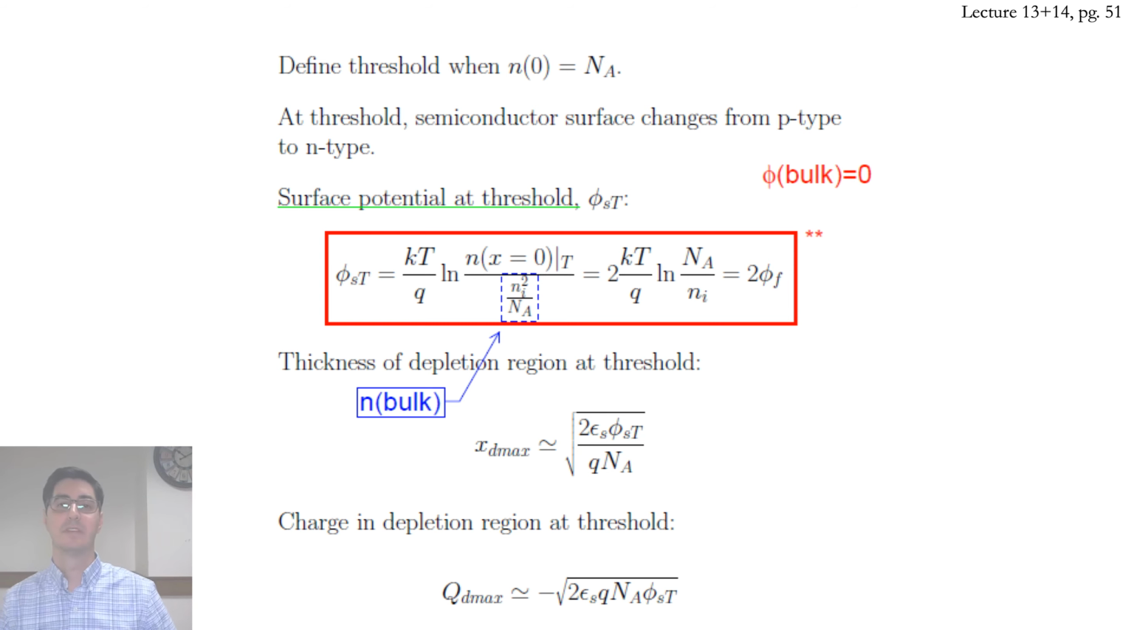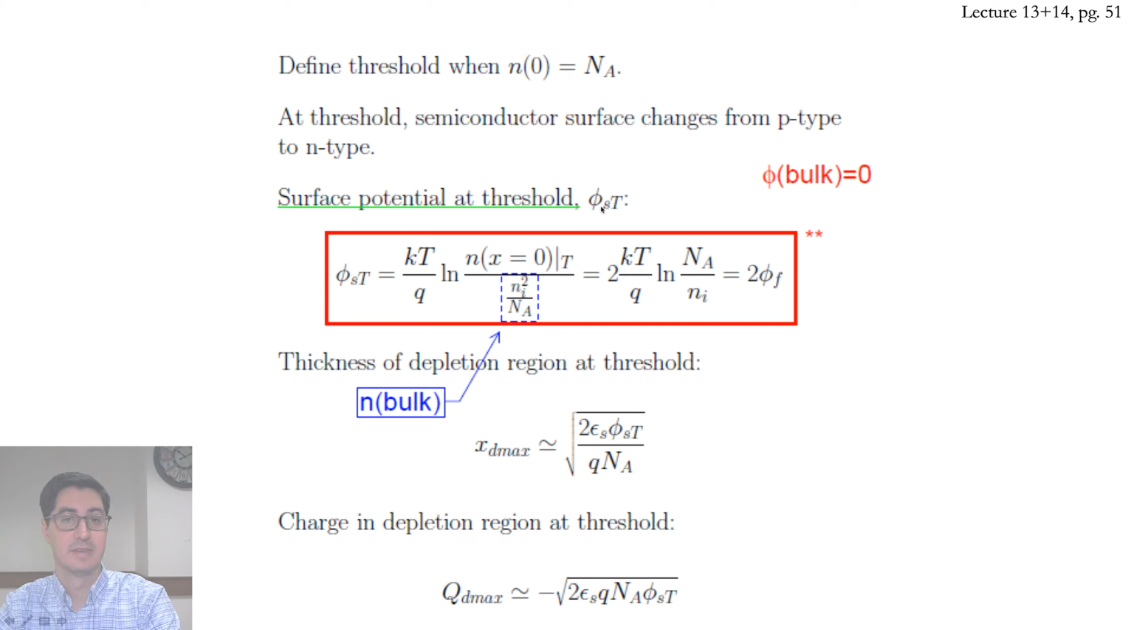Okay, so we define threshold. You should keep that in mind. Threshold is when the surface concentration of electrons is equal to the carrier concentration in the bulk. And it's called threshold because it's the threshold at which the characteristics of the MOS structure change. It's changing from depletion to inversion. Why do we call it inversion? Because now we have electrons at the surface. It is inverted. It is essentially dominant n-type at the surface. It's not n-type doped, but there's a lot of electrons at the surface, or at least equal to that in the bulk. Okay? So what's the surface potential at threshold?